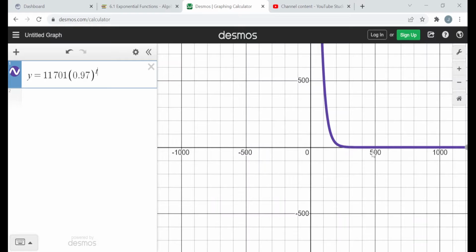Domain is all real numbers, range is all positive numbers, horizontal asymptote is the x-axis. Again, the graph looks like it's touching the x-axis, but as I've shown you before, if you zoom in close enough, it's not touching the x-axis. Right. And again, the base is less than 1, so you're going to get this decay.